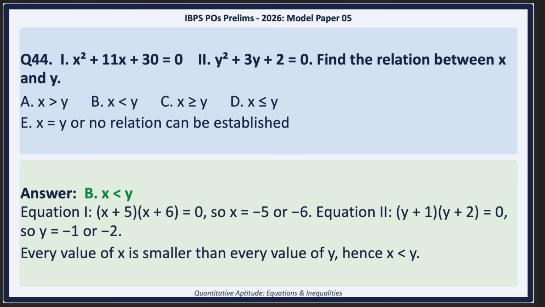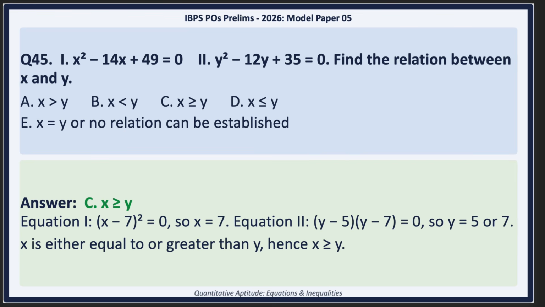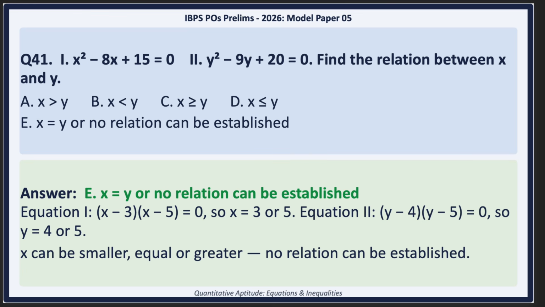But what happens when the signs are identical? Like in question 41, both equations have the minus-plus structure, so all roots are positive. X is 3 or 5, and y is 4 or 5. This introduces the concept of overlapping roots.